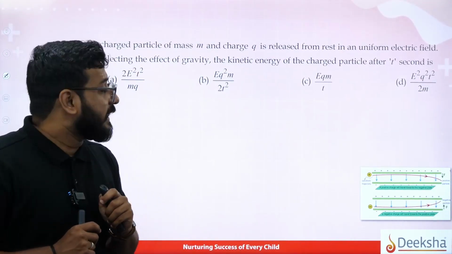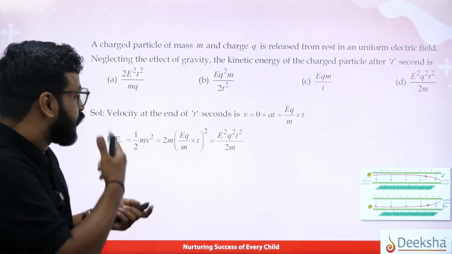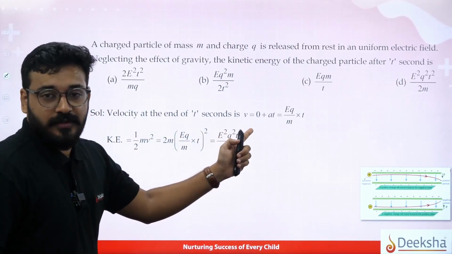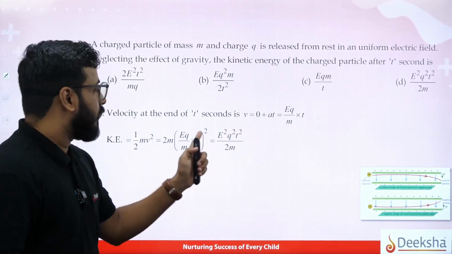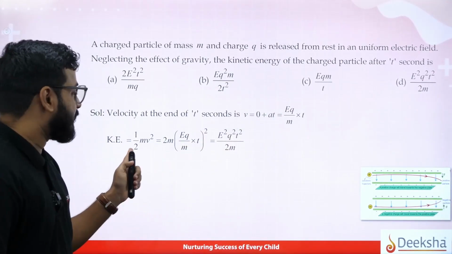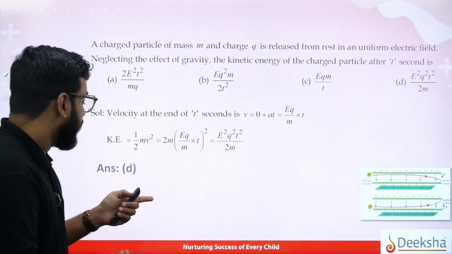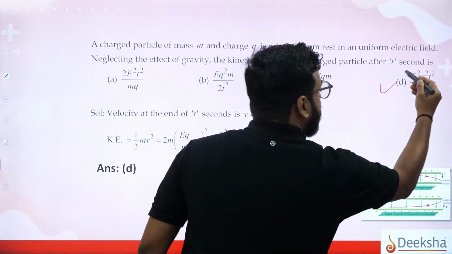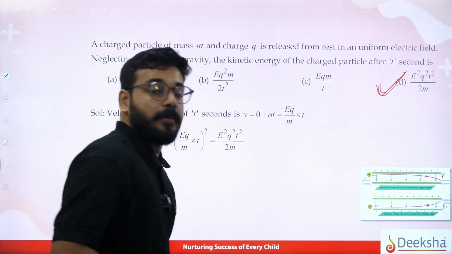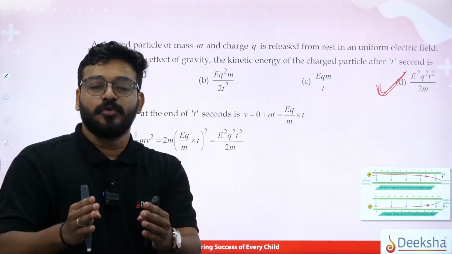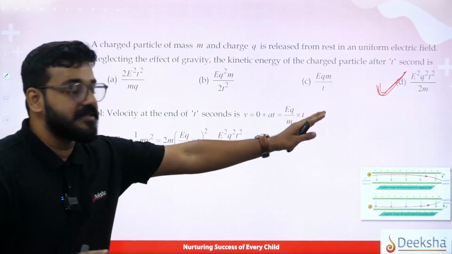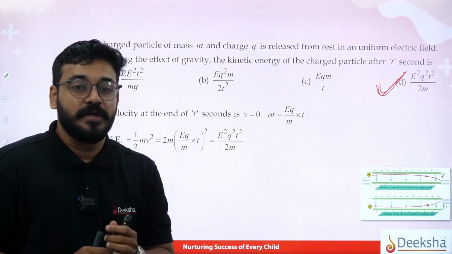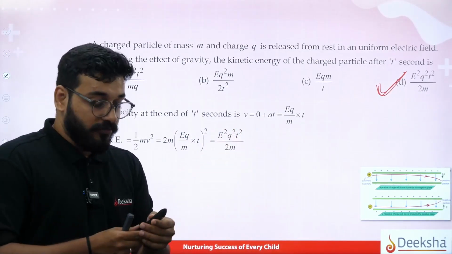Okay, so come, let's see what the solution looks like. So here again we use the equations of motion. So v is equal to 0 plus a t, that is, v equals eq by m into t, and then substitute in the kinetic energy formula. Finally the answer is e square q square t square by 2m. So whoever got the answer, too good, it's an excellent effort from your side if you got this answer right, because it's not a very straightforward question, because you need the concept of equations of motion.